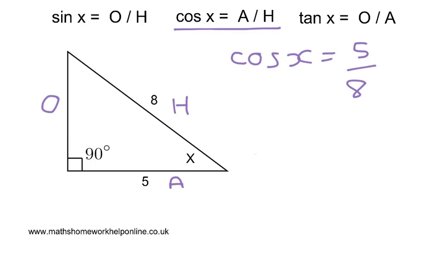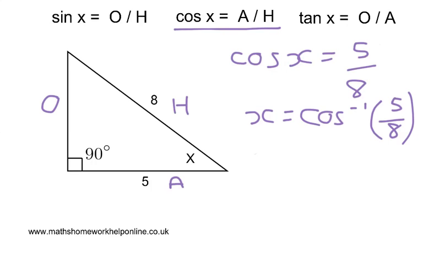And rearranging that to get x by itself, x is equal to cos to the minus 1, or inverse cos, of 5 over 8. Putting that into a calculator, we get that x is equal to 51.3 degrees.